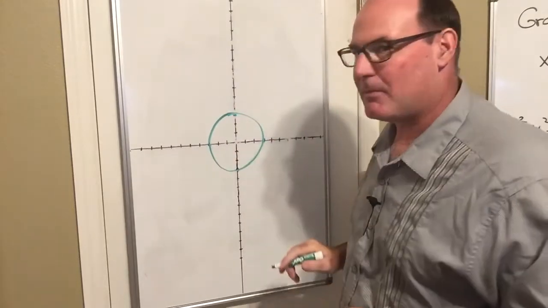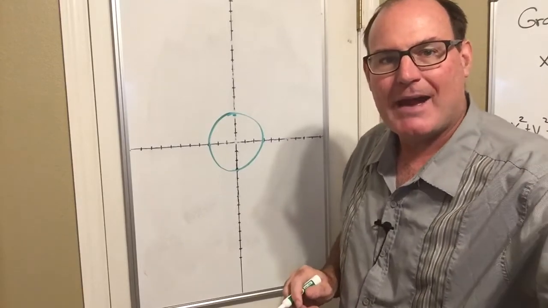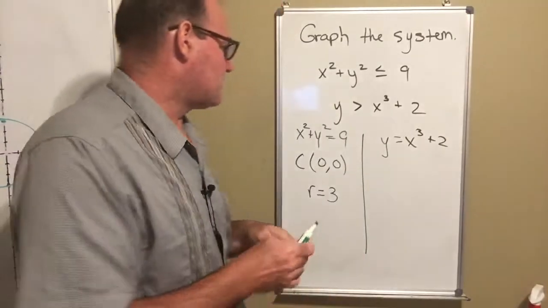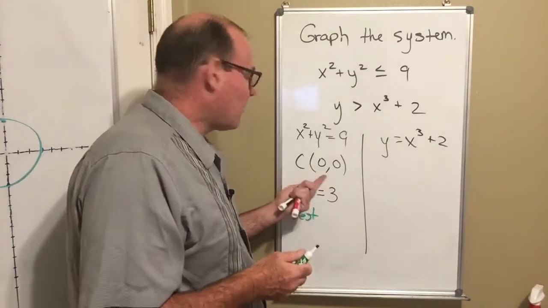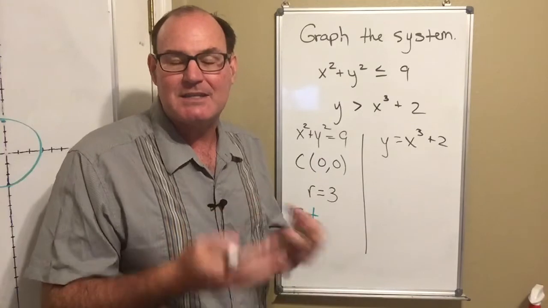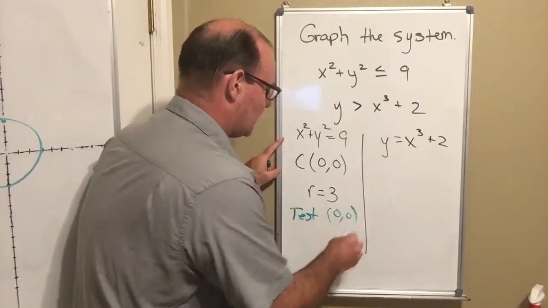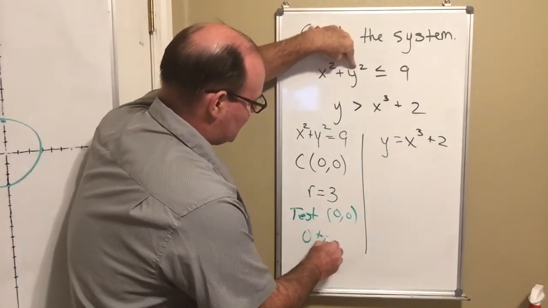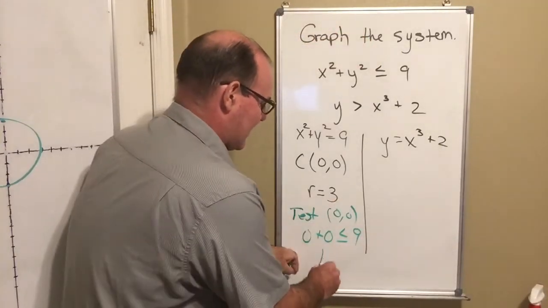Now I need to know, where am I going to shade? Am I going to shade inside the circle, or am I going to shade outside the circle? So I'm going to go back to my board and I'm going to pick a test point. Since 0, 0 is the center, but remember 0, 0 is not a point on the circle, so I can pick 0, 0 in order to test. So we're going to test the point 0, 0. So when I do that, I've got 0 squared is 0 plus 0 squared is 0, less than or equal to 9. That is a true statement.